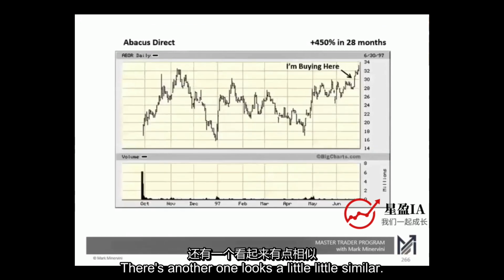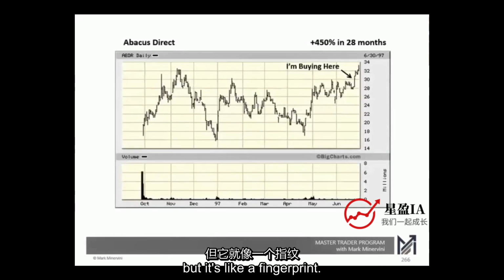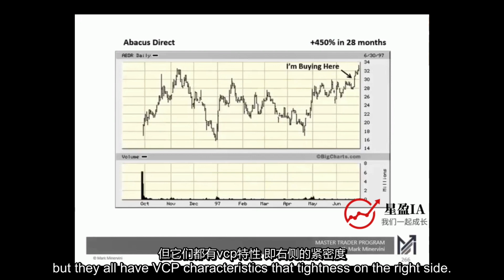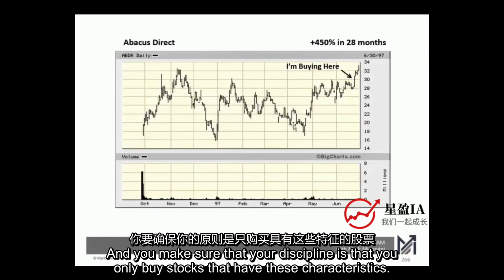Here's another one, looks a little similar. You see a lot of these look very similar, but it's like a fingerprint. You look at it from far away, they all look the same. You look real close, they've got these little nuances, but they all have VCP characteristics. That tightness on the right side and going through that ringing of the towel is so paramount that you stick to that, and you make sure that your discipline is that you only buy stocks that have these characteristics.